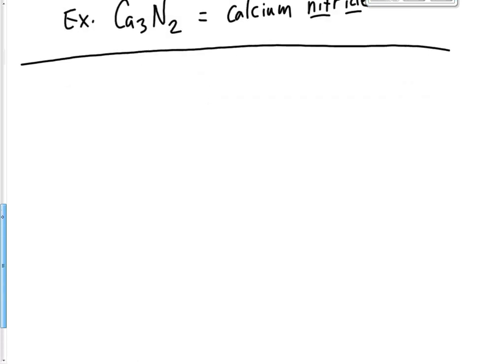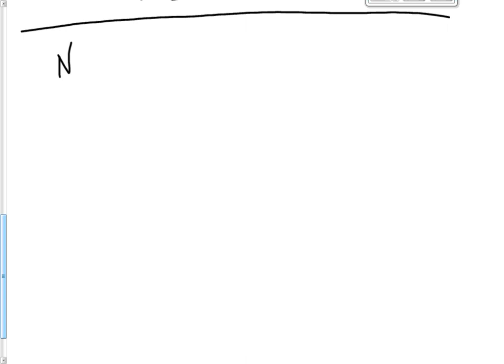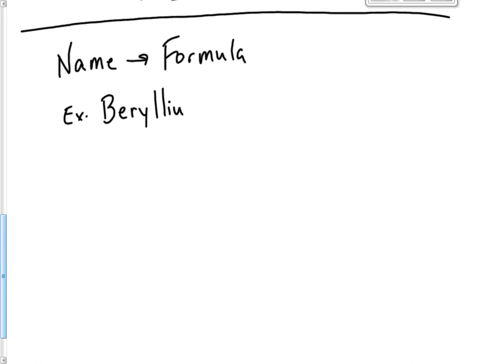So let's do it the other way. Let's go from the name to the formula. That takes a little bit more work. All right, so let's take an example of beryllium chloride. Step number 1 is to write the element symbol for each element.